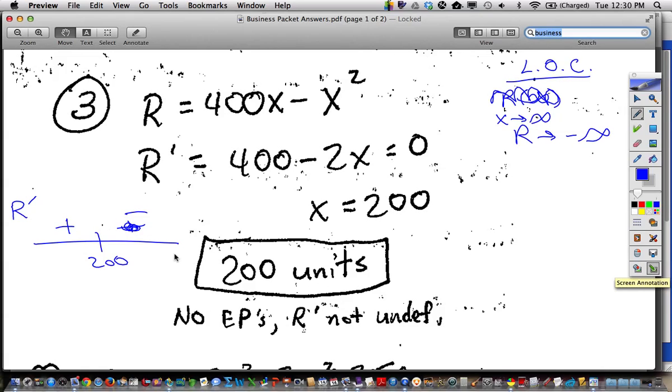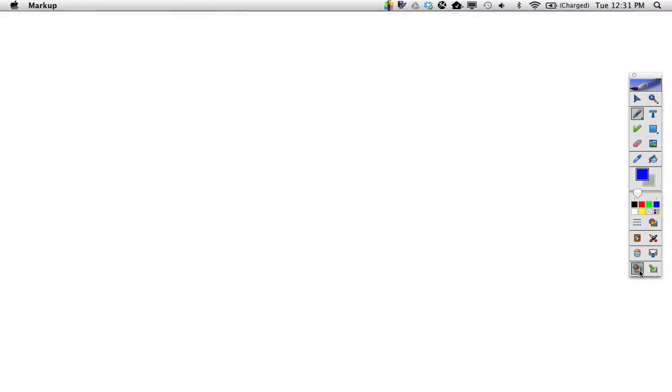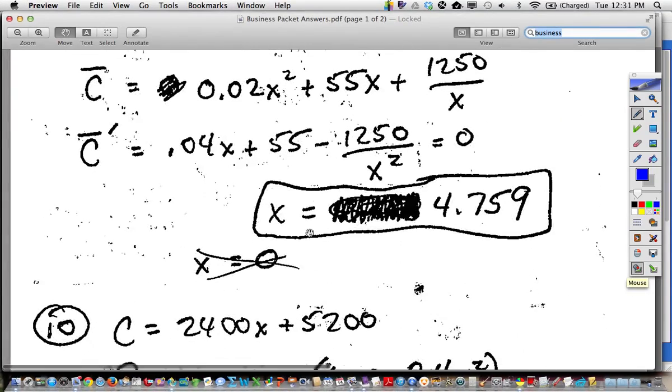Yeah. So when you do that, if you've got this number line, then there should be a discussion. Anytime there's a number line, there should be a discussion of it. And this would use the word always, right? That R prime is always positive before 200, so R is always increasing. And after, R prime is always negative, so R is always decreasing. Therefore, 200 units would create the max revenue. Okay, that kind of thing. So, and then 8, that was a pretty easy one as far as that goes.